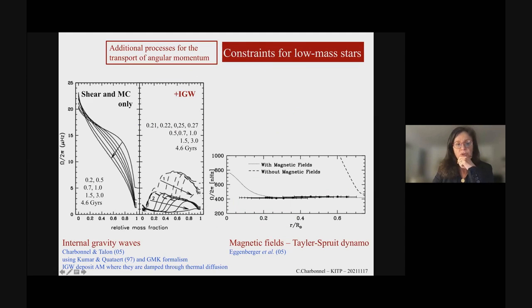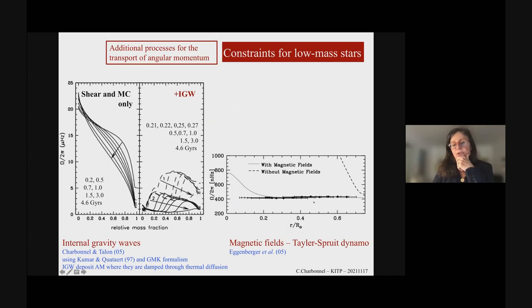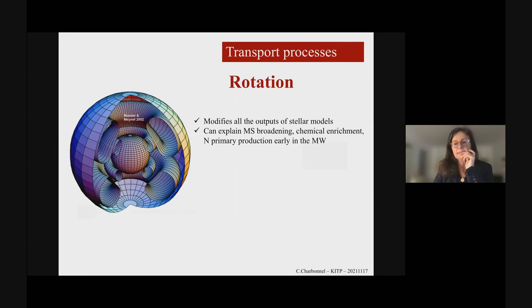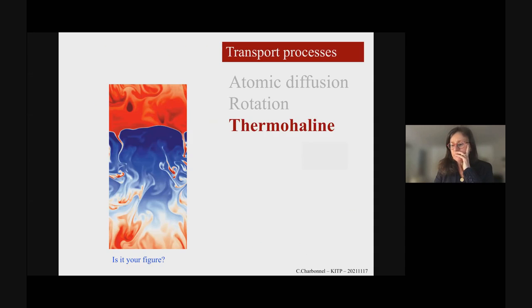And I will just show you here the prediction. So this is for the models of one solar mass star with shear and meridional circulation only. And here you have the predictions for internal gravity waves. And here you have the case of the stars computed with magnetic fields. So both transport processes can in principle play a role, that has to be investigated. Okay, so I will skip that because I would like to spend some time on thermal mixing.